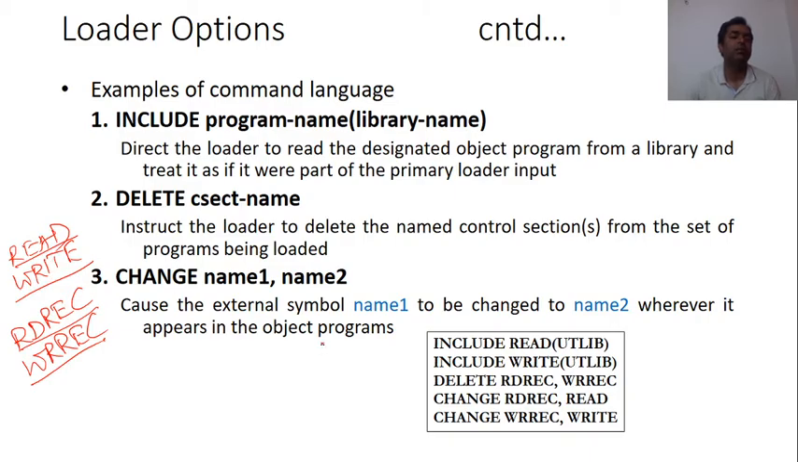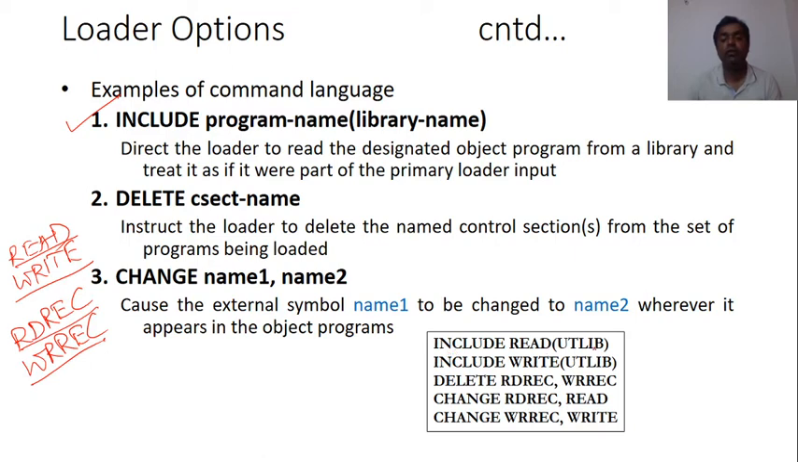So the file of commands that is provided to the loader will look like this. Include read from utility library, utilib. You can see here: include program name from library name is given. What was the purpose? It directs the loader to read the designated object program from a library and treat it as if it were part of the primary loader input. That means it now becomes an input to the loader.